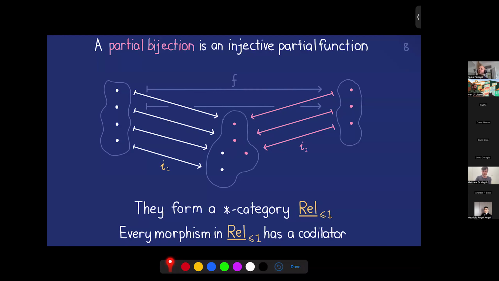cospan of isometries is minimal in the sense that if I have some other cospan of isometries which dilates F, then there's going to be a unique injective function from this apex into the apex of the other cospan. So this universal property uniquely determines this codilator of F. Okay, so that was the first. Well, I guess it's the second example, because the first example was Hilbert spaces and contractions.